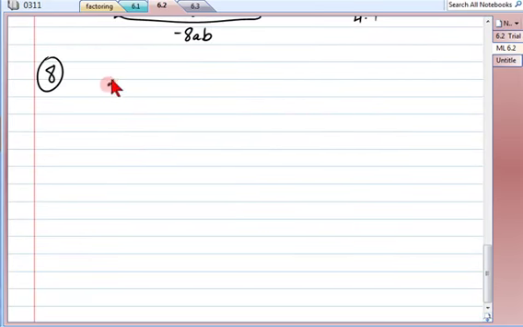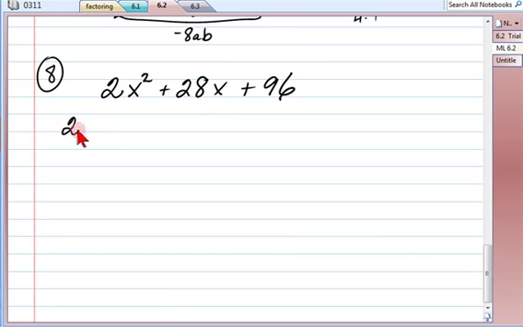All right, let's factor 2x squared plus 28x plus 96. Now, what's that first question I keep asking over and over? Is there a greatest common factor? And finally, the answer is yes. If I look at 2x squared plus 28x plus 96, there is a common factor of what? 2. So I have to factor that out first. Now, if it's helpful to you, show where you are dividing that 2 out.